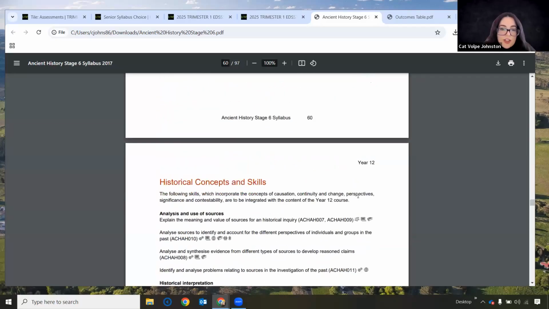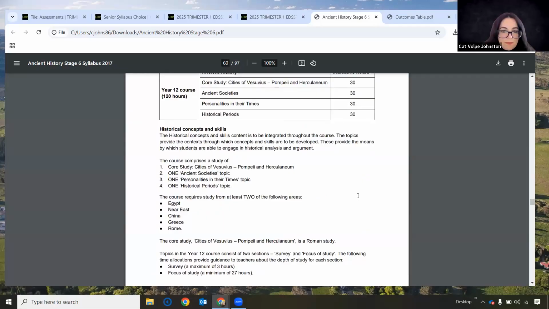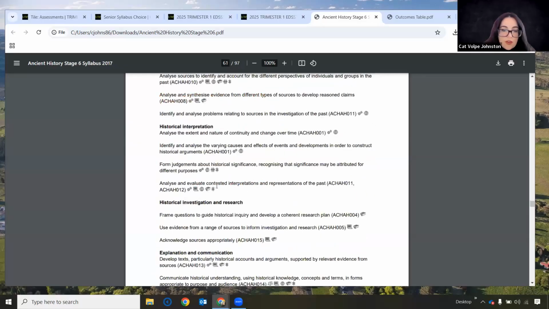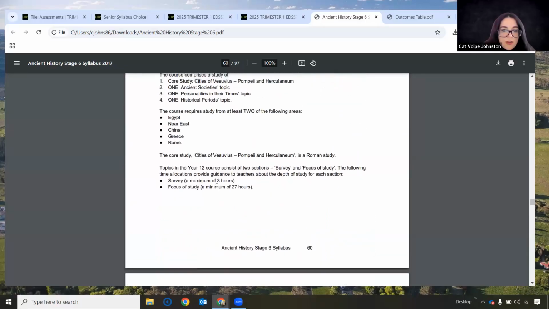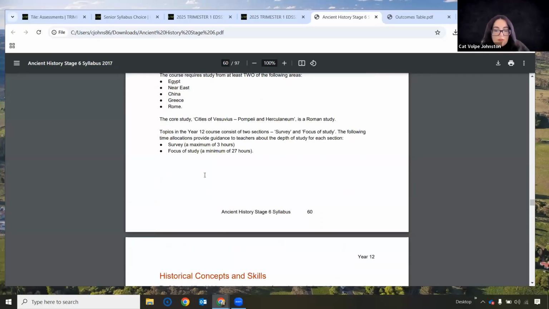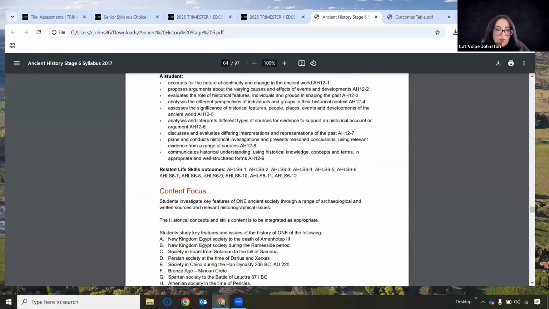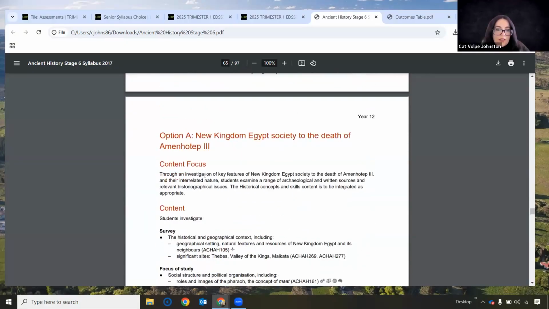Going to each of these sections, there's no option on that number 1. And then you get to choose between these different ones. So if we go and have a look, wait a second, there was another instruction there. You need to have a focus on at least 2 of these areas. So that means you can't just focus on Egypt for all of year 12. You need to have a little bit of variety. So we've got that core study.